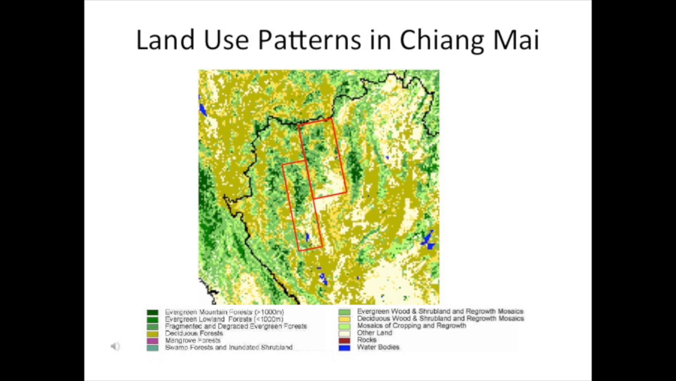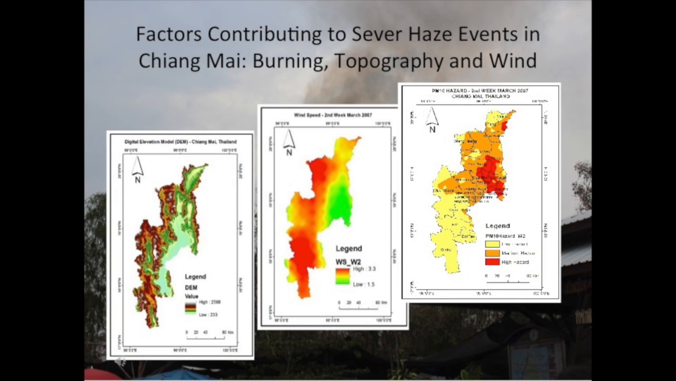This picture shows land use patterns in Chiang Mai. Green areas represent evergreen forests, while yellow areas represent deciduous forests. As you can see, there is a predominance of evergreen forests, particularly in mountainous areas. However, there also seems to be a lot of fragmentation and degradation of these types of forests taking place in these areas. This may be attributed to shifting agriculture practiced by upland farmers in Chiang Mai.